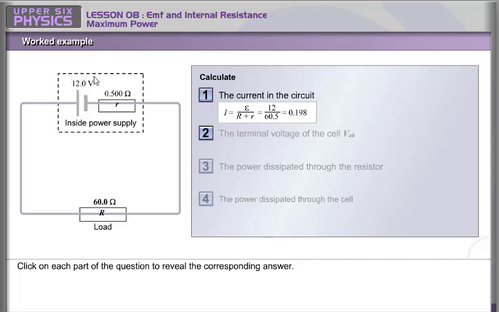EMF is 12 volt. Big R is the load outside. If you have two resistors, then you have to combine them to get one total effective resistor, plus the small r. Small r is the internal resistor of the cell. So you put all in, and you'll get the current that flows in the circuit.